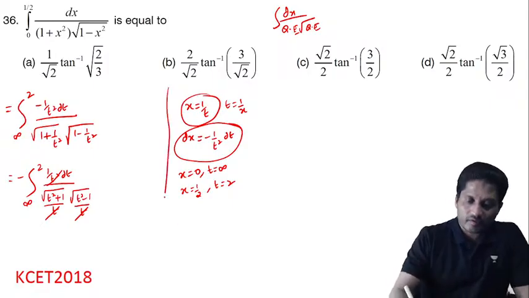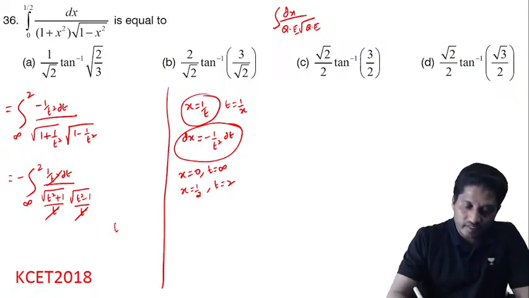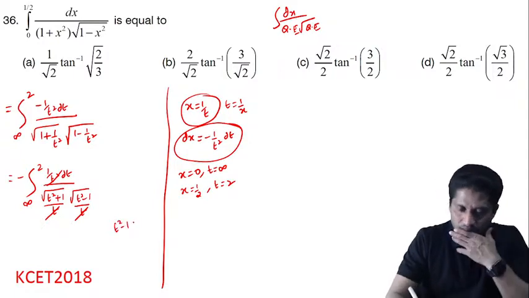Right, now this is not going to help you out. You can't integrate. What I'll do is again I'll put t square minus 1 equal to u square.